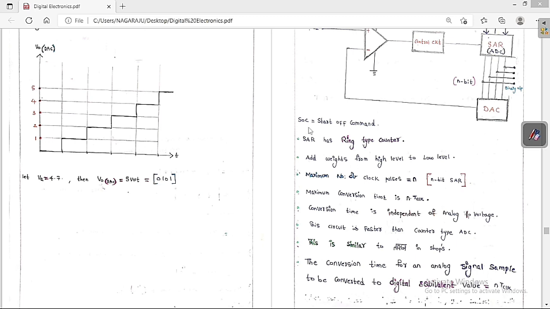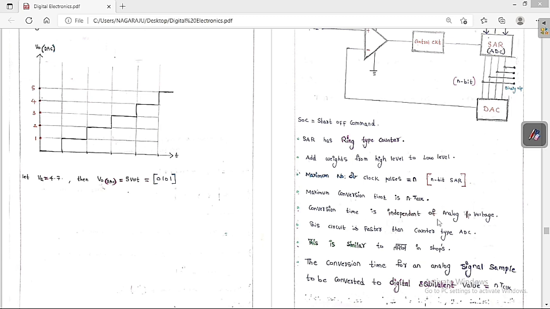SOC is called the start of command, and SAR is basically a ring type counter, and we have to add the weights from high level to low level. The maximum number of clock pulses is equal to the n-bit SAR, so within this maximum number of pulses we are going to get the output. Therefore the maximum conversion time is n into t clock, and the conversion time is independent of the analog input voltage. You can get the result within this time also, but the maximum is n into t clock.